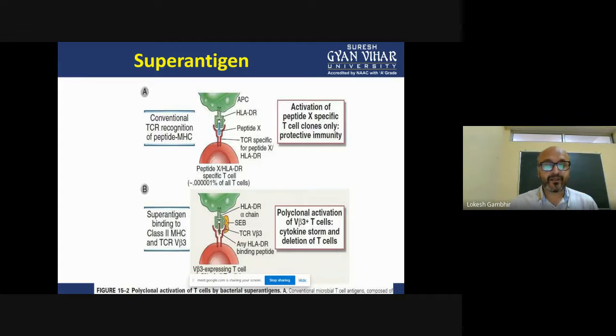And they always bind to this particular complex of T cell receptor, peptide, and MHC molecule, and they are specific for these regions. They both are specific. The super antigen, let's talk about it. It contains two binding domains. One domain can bind to the T cell receptor, and the other domain can bind to the class 2 molecule.